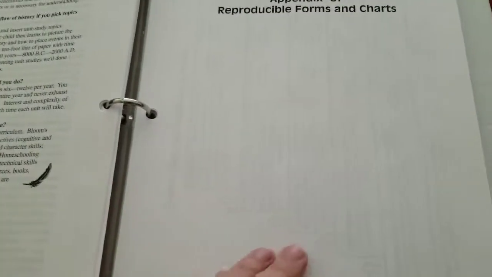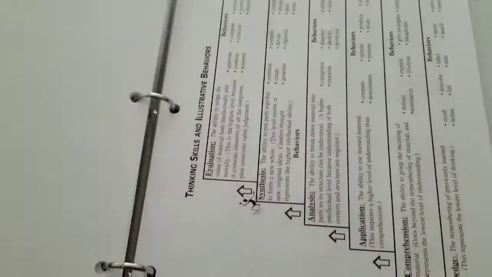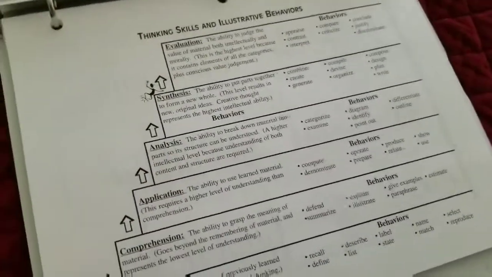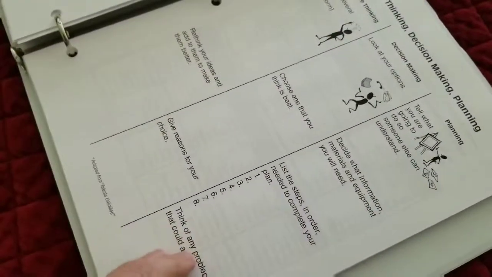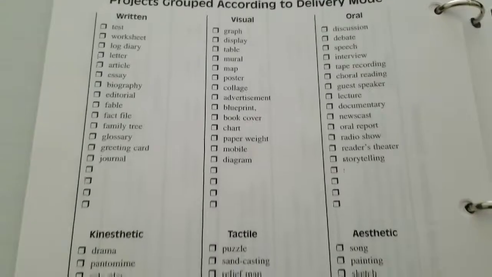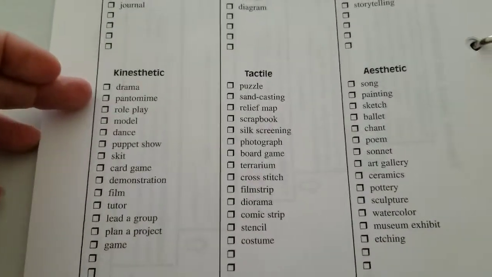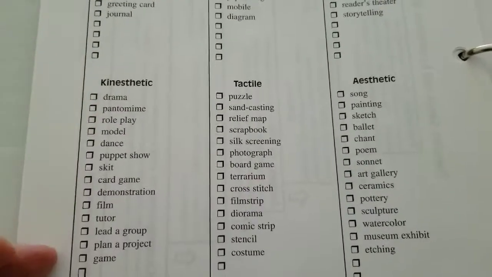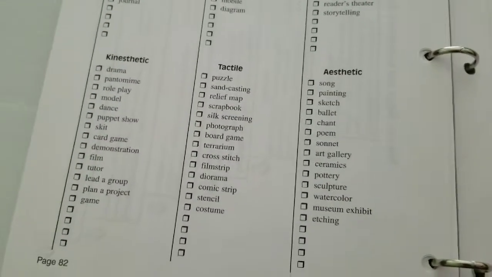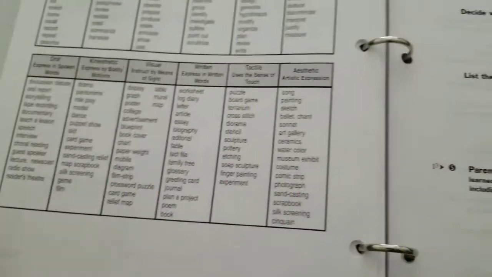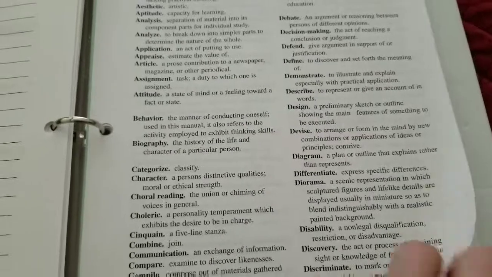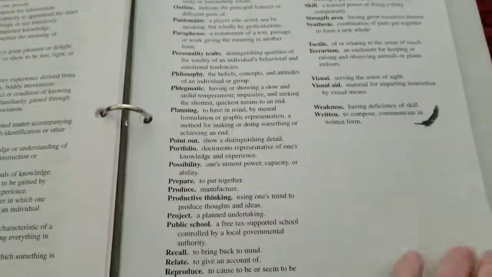And then back here we have those reproducible forms and charts. Another one of those thinking skills. Different ways you can do the projects based on delivery mode. And, you know, your kid might love the drama, but don't let him only do that. Maybe he has to lead a group, or he has to show you, teach you something. And then she's got a little glossary in case there's anything you're not quite sure about for definitions. So that's the first half. That's the joy of learning.